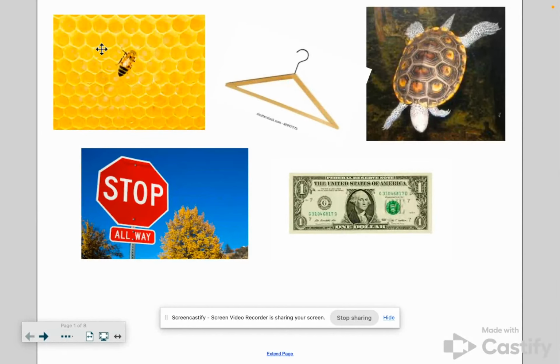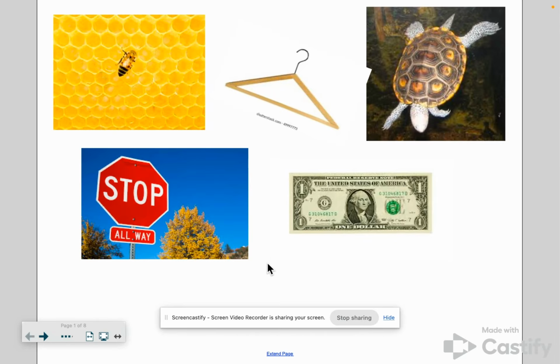If you notice, the beehive has a certain shape here that they make their hive with. A coat hanger has a certain shape. You can see the pattern on the back of this turtle's shell is made up of different shapes. A stop sign, and even a dollar bill. So each of these shapes is also called a polygon.